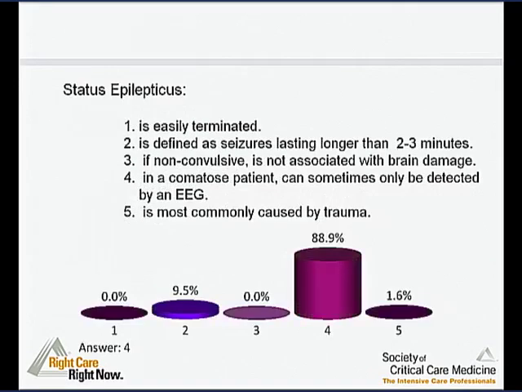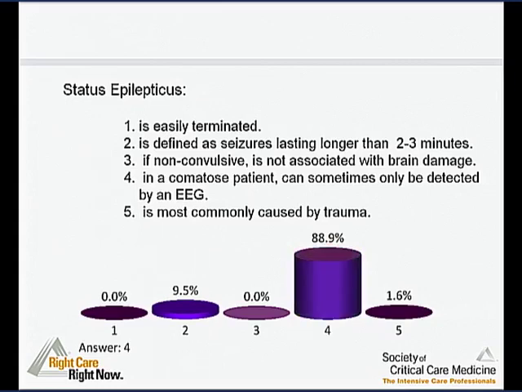Okay, good. So most people got the fact that we need to get an EEG on these patients, and we'll talk about that, about how it is not easily terminated. It's lasting usually seizures longer than 5 minutes, and if it's non-convulsive, it is typically associated with brain injury, and that it is not mostly caused by trauma.